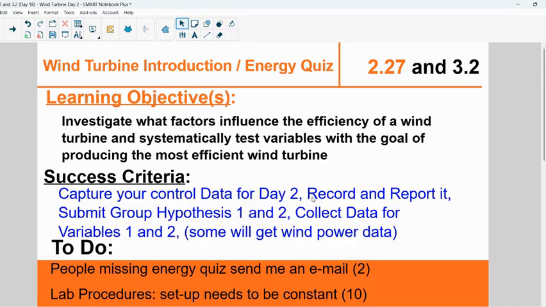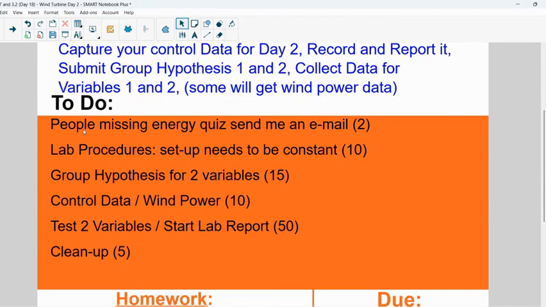There is a link to report your data. And if it is a lot different from what you did last time, go back and check and make sure that you have all the controls set the way they're supposed to be set. But you should get a similar number to what you had last class. And that's kind of the point of capturing the control data each class. You're going to submit your group hypothesis 1 and 2 before testing your hypothesis, and then collect data for your two variables.